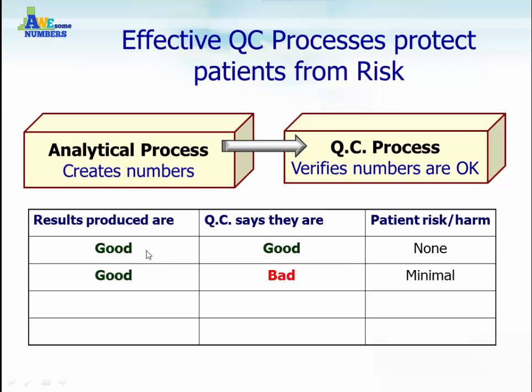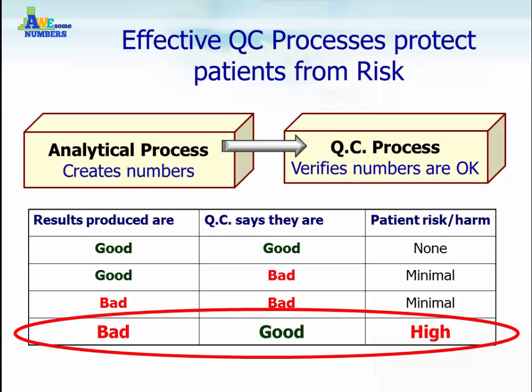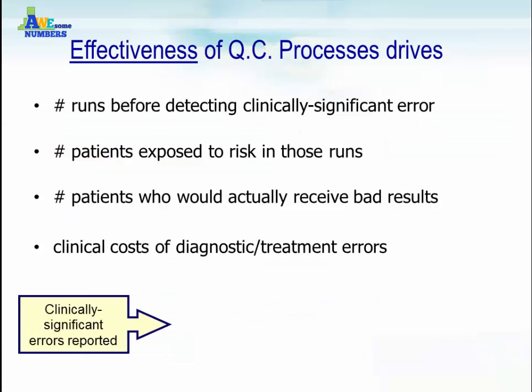So if your lab results are good and the QC says they are good, then there's really no risk to the patients. If the results produced are good and the QC says they're bad, there will be a delay, but there's minimal risk to the patients. If the results are bad and the QC says they're bad, again, there's minimal risk to the patients because you've caught that error. You're not going to report bad results. But if the results are bad and the QC says they're good, this is ineffective quality control, then the risk to the patients is high. Can that happen? That's the question we're asking.